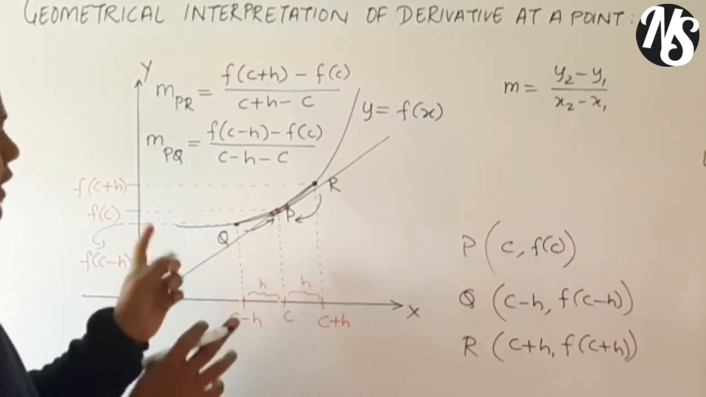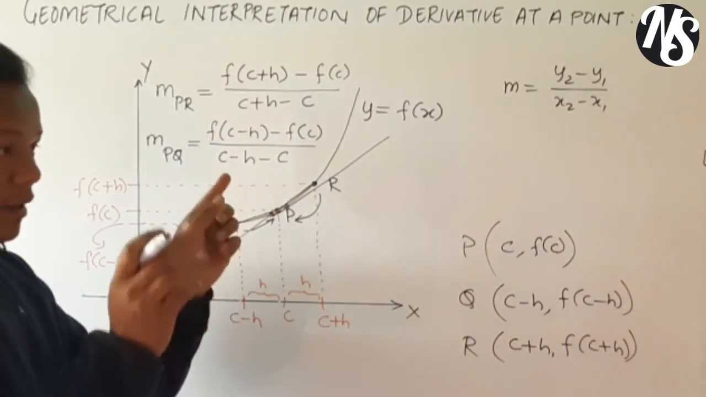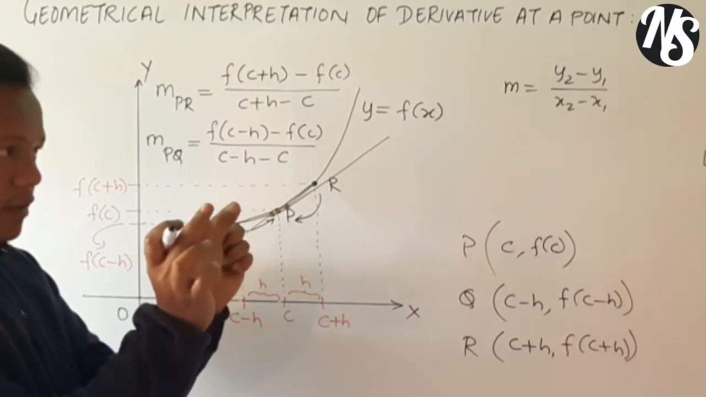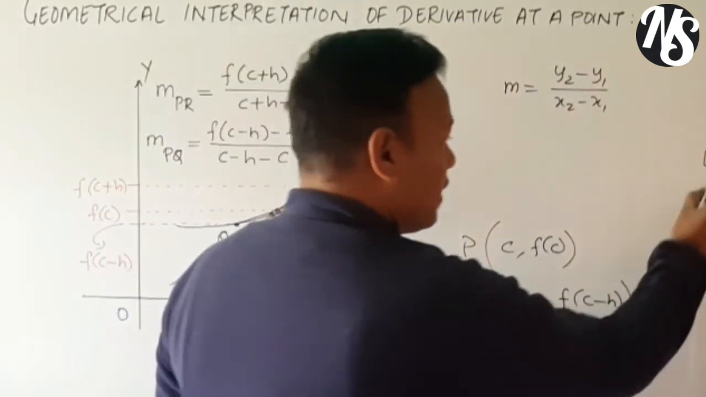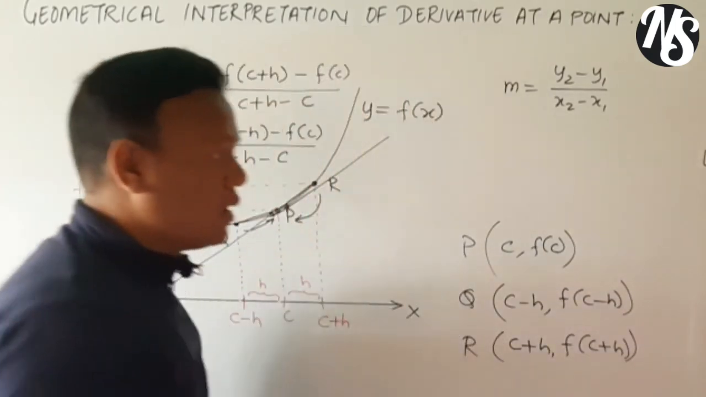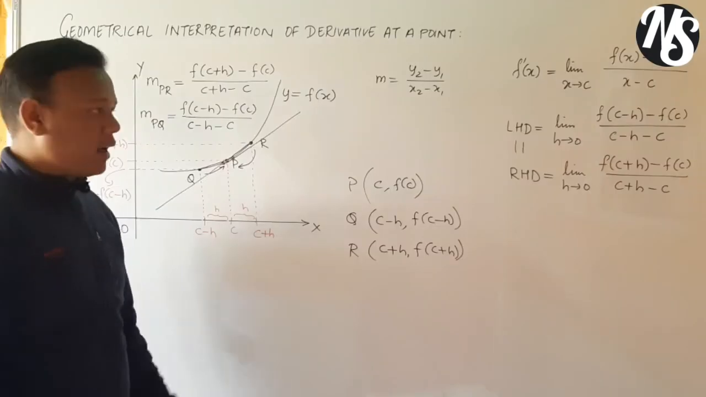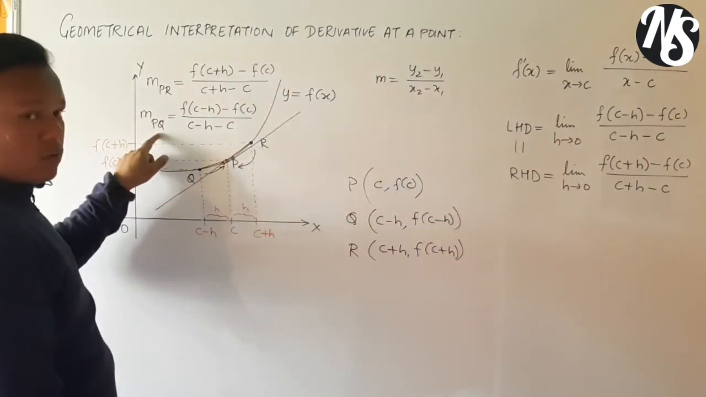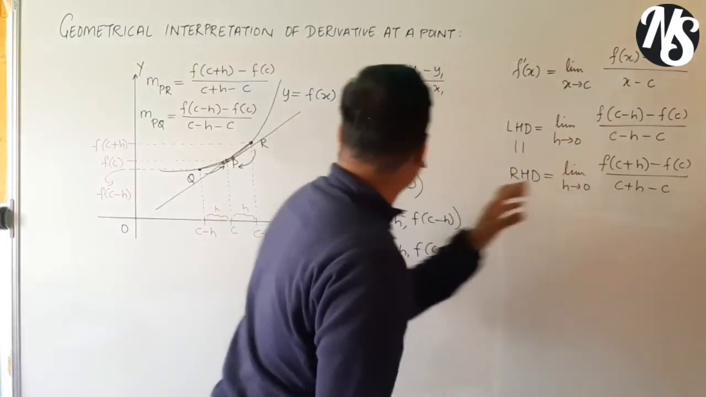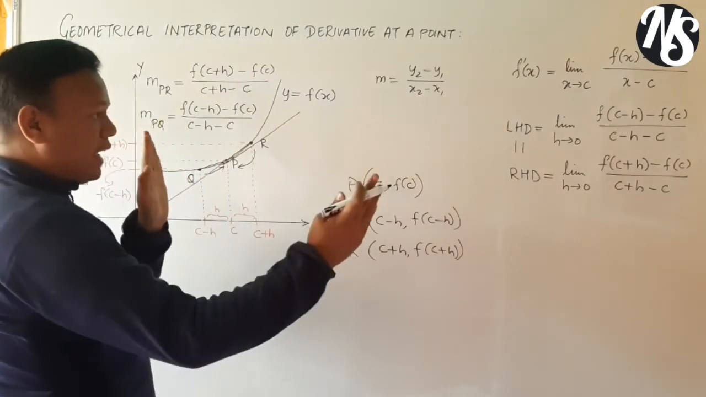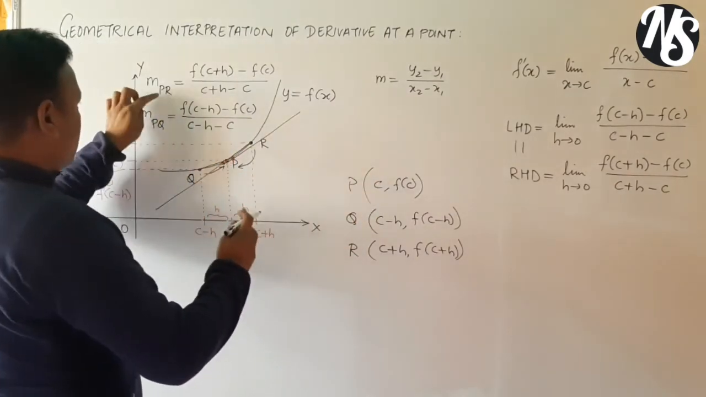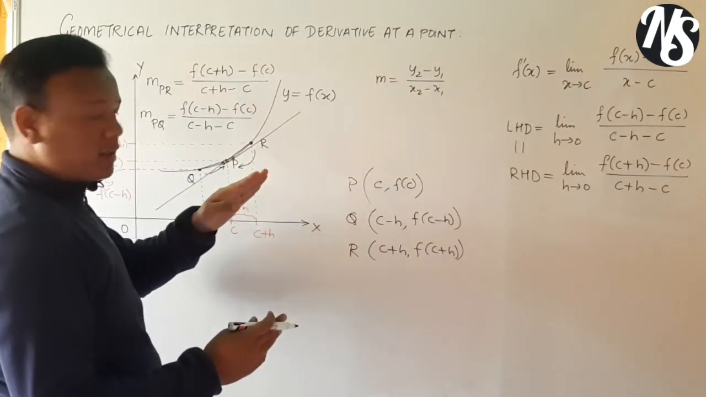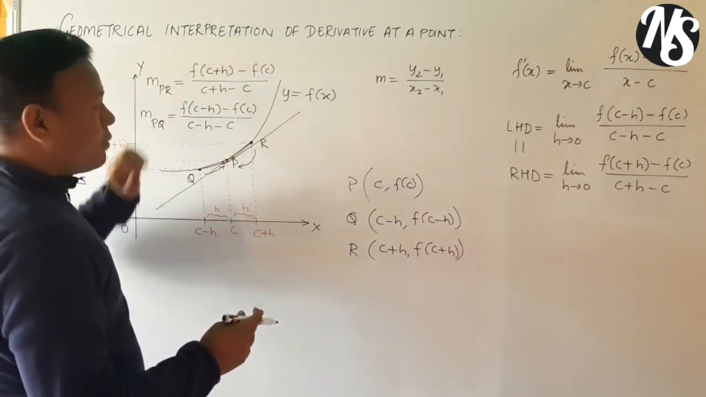And at that time what happens? I said when h goes to 0, when the width is becoming 0, the left hand derivative and right hand derivative become equal to each other. And you know that the left hand derivative is the slope of what? Line PQ. And the right hand derivative is the slope of line PR. And when h goes to 0, PQ and PR in fact become a single line, that is a tangent. That means these two slopes are also becoming equal.